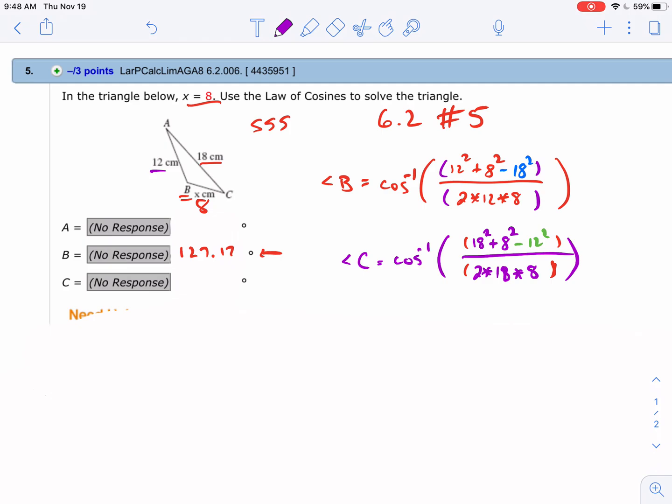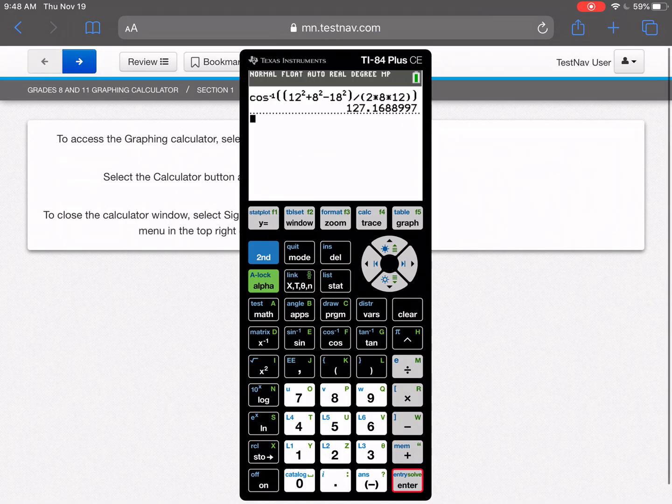So let's go to our calculator. Second cosine, start one. We're going to do 8 squared plus 18 squared. Those are the non-partners minus the partner squared. Close it. Divide by 2 times the 8 and the 18. And when I do this, I'm getting 32.09 degrees.